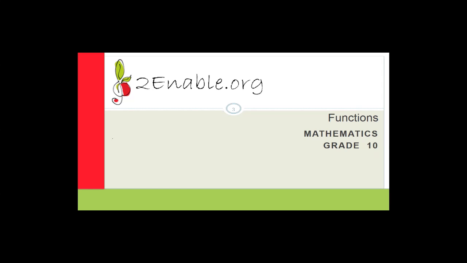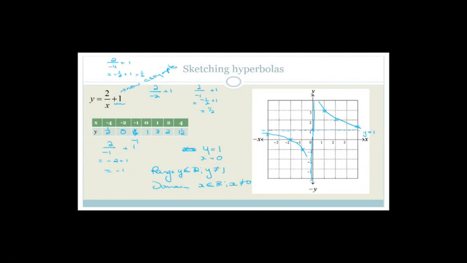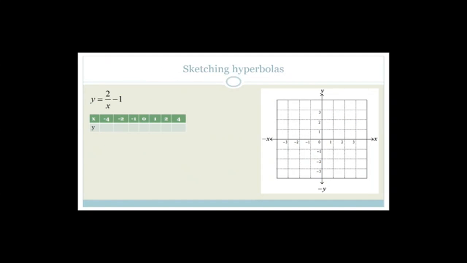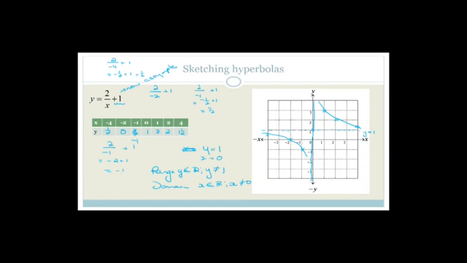Okay, so last lesson we were doing functions, and we got as far as sketching hyperbolas. What we did was sketch the 2 over x plus 1 hyperbola. I'm showing you this to remind you, because our next one is going to be 2 over x minus 1. Do you remember that all it did was move the graph up?